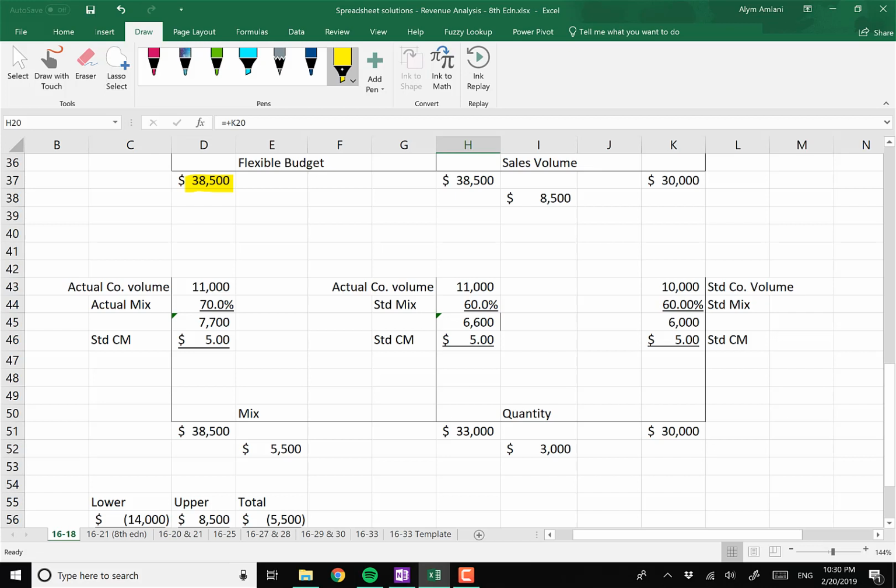On the mix side, we expected a mix of only 60% when we actually had a mix of 70%. So here we've got a $5,500 favorable variance. On the right hand side, holding mix constant at 60%, what we're going to vary instead is our actual versus our standard company volume. Multiplying that out, we get 33,000 down the middle and 30,000 on the right hand side, giving us an overall variance of another $3,000 favorable. Adding those together, we get an overall variance of $8,500.